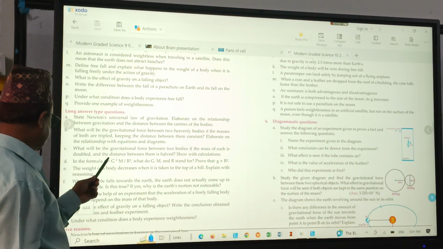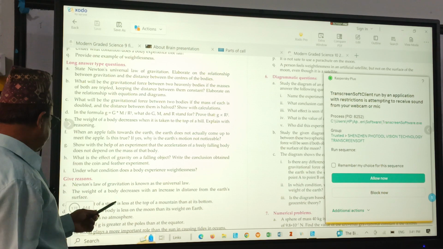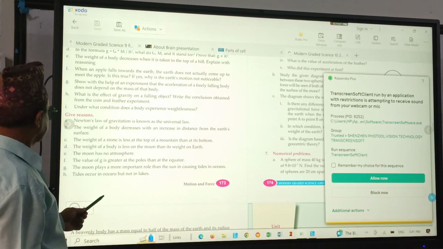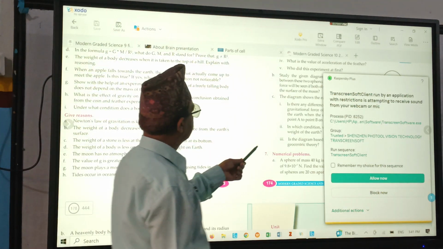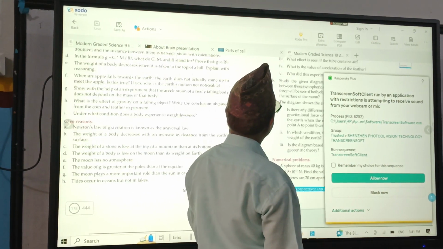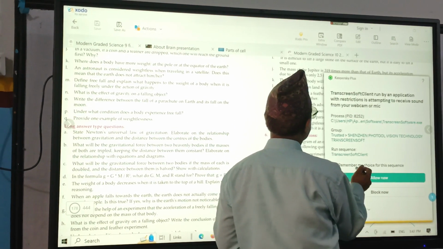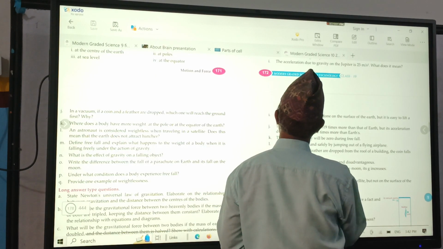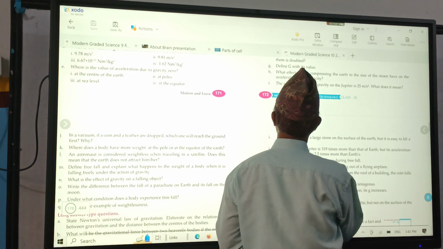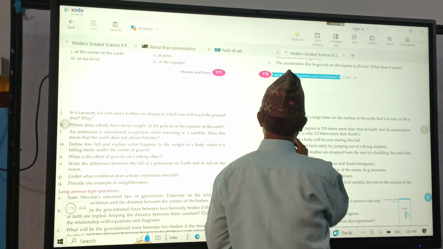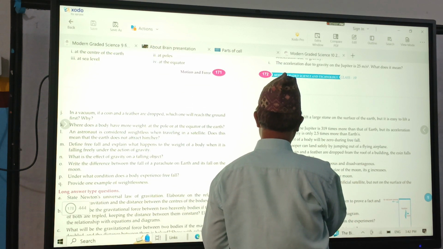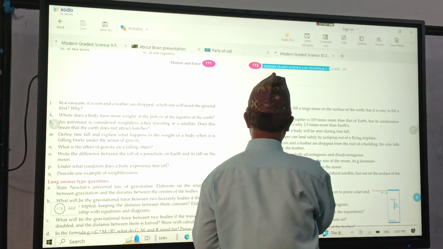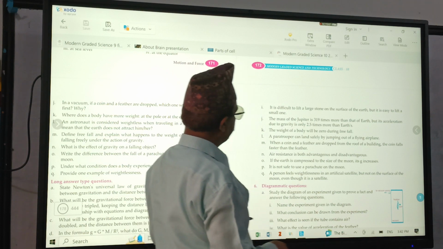Long question answers, 9. Give reasons, 8. Up to Q means 10, 11, 12, 13, 14, 15, 16. 11, 12, 13, 14, 15, 16, 17. And diagrammatic questions will be discussed later.